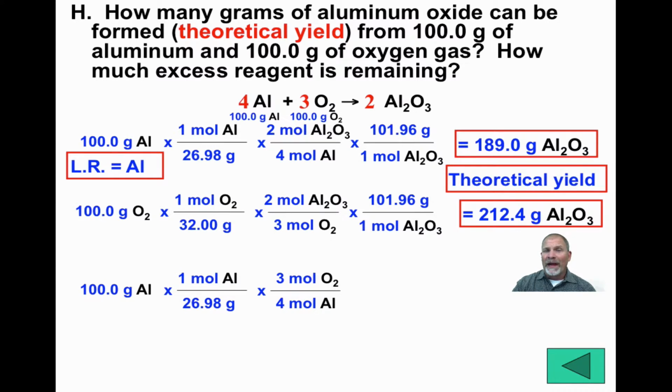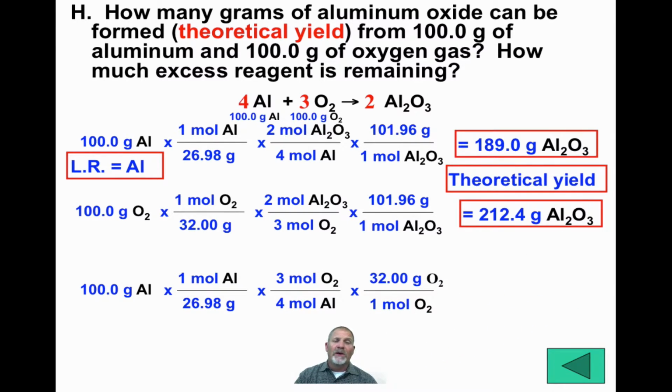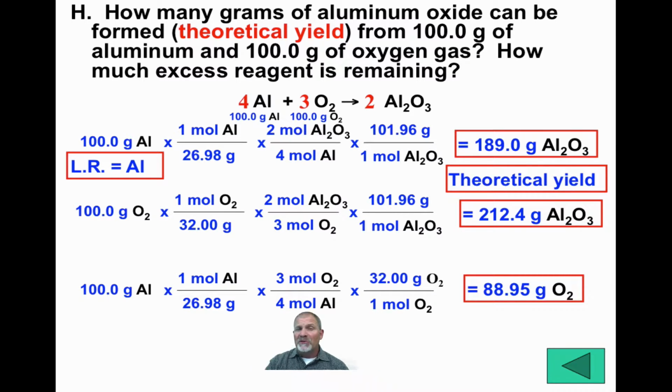So now I'm going from 4 moles of aluminum to 3 moles of oxygen. And then I want to know my mass, so to figure out how much you used, I have to get out to mass, so I can subtract mass. So now I know 1 mole of oxygen equals 32.00 grams. Now I'll take that and multiply across 100 times 3 times 32, divided by 26.98, divided by 4 equals. And I realize that when my 100 grams of aluminum actually ran out, I had used only 88.95 grams.